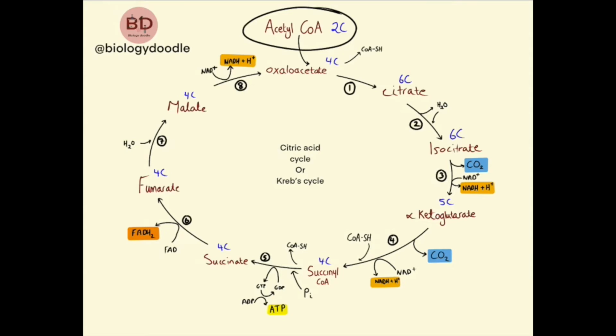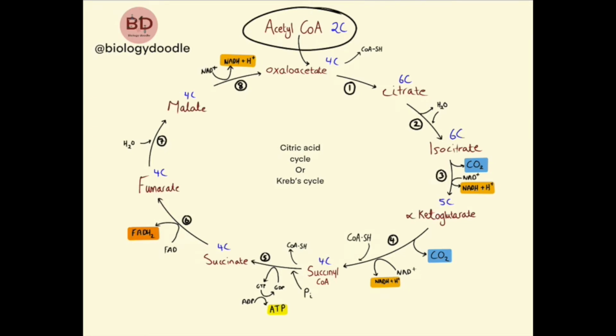Step 4, another CO2 is lost, and the resulting compound is oxidized, reducing NAD+ to NADH. The remaining molecule is then attached to coenzyme A by an unstable bond. Step 5, probably the most important step in the citric acid cycle, CoA is displaced by a phosphate group, which is transferred to GDP, forming GTP, a molecule with functions similar to ATP.